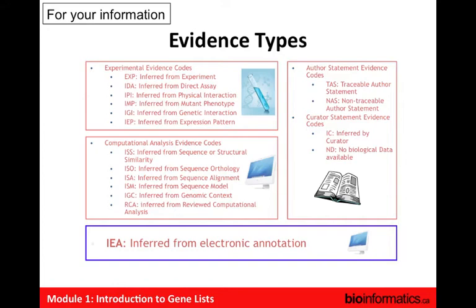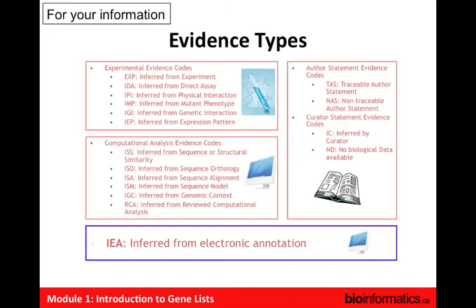You can see there are types of evidence codes from experiments, so inferred from experiment. There's computational analysis evidence codes, like reviewed computational analysis, or inferred from sequence alignment or sequence orthology. This is what you were asking about. There's a set of evidence codes that's probably the highest quality, which is author statement in a paper, either traceable or non-traceable. And then this is where the curators are synthesizing the literature and adding their own knowledge. You have a code called inferred by curator. They could also say there's no biological data available, because they did a full literature search and couldn't find anything.